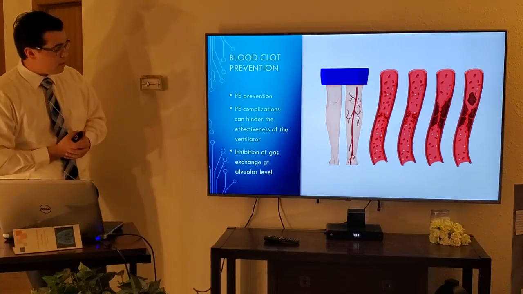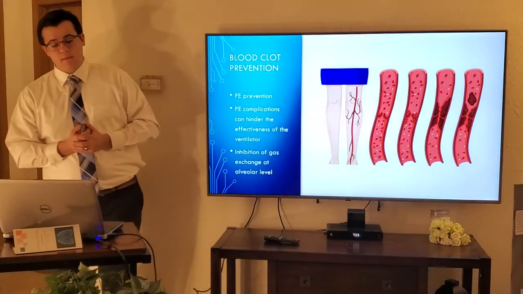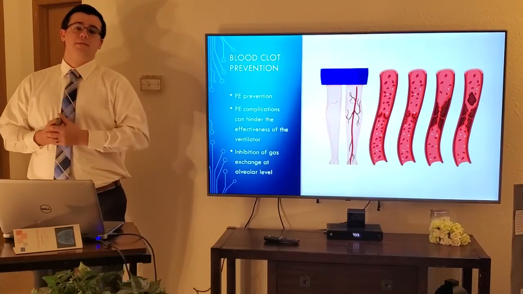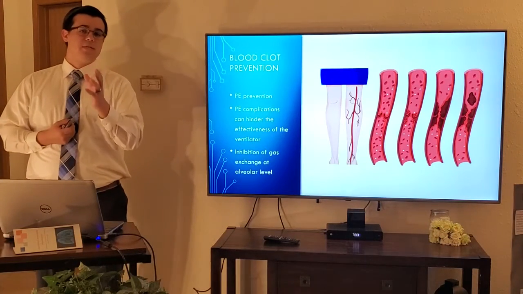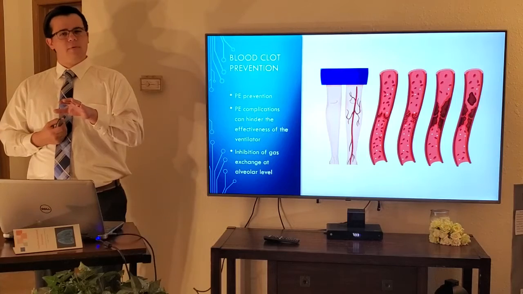And additionally, like I said, VAP inhibits gas exchange at the alveolar level. Well, this does the same thing, but in a little bit different way.